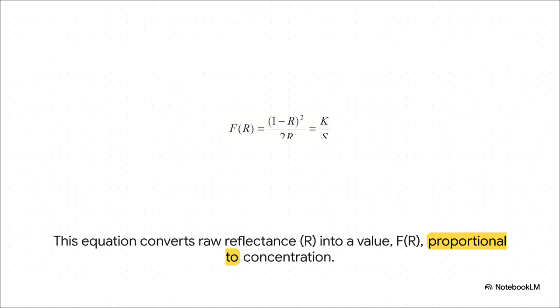The important thing here is the purpose of this equation. It takes our raw measurement, which we call R, and it runs it through this function to get a new value, f of R. And here's the beautiful part. That new value is directly proportional to the concentration of whatever we're trying to measure. More stuff means a bigger number. It's as simple as that.